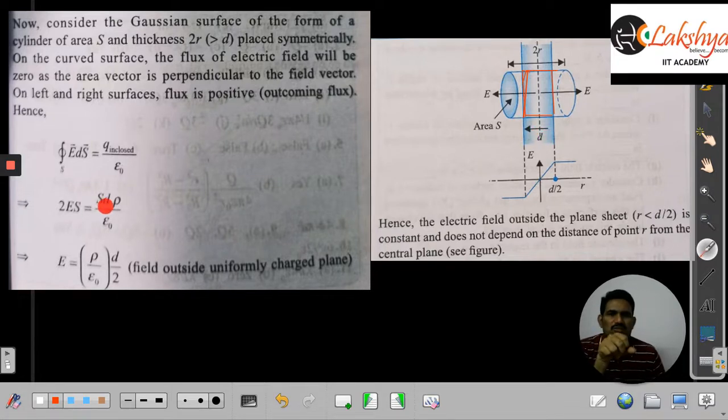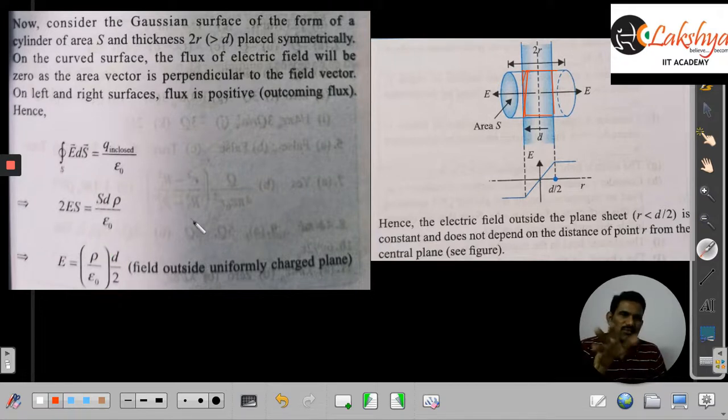So only that distance we need to write here. So S into D into rho by epsilon naught. And then this S you can cancel on both sides. Then E is equal to rho by epsilon naught into D by 2. And so that means outside, now we can observe that it is independent of D here.